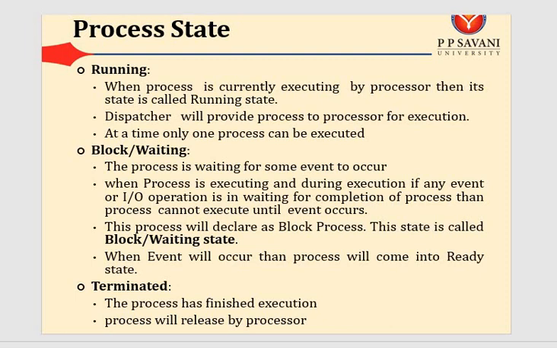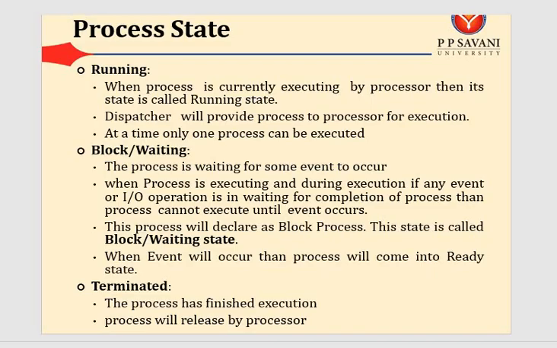So whenever this type of event occurs, and many types of events occur, at that time if some of the resources are not free, the processor immediately sends that process back to the block or waiting state and selects the next process from the ready queue for execution, and this process is declared as a blocked process and acquires the block and waiting state. So you can say in simple words that when a process is executing and during the execution any event or IO operation is waiting for completion, then the process cannot execute until the event occurs.